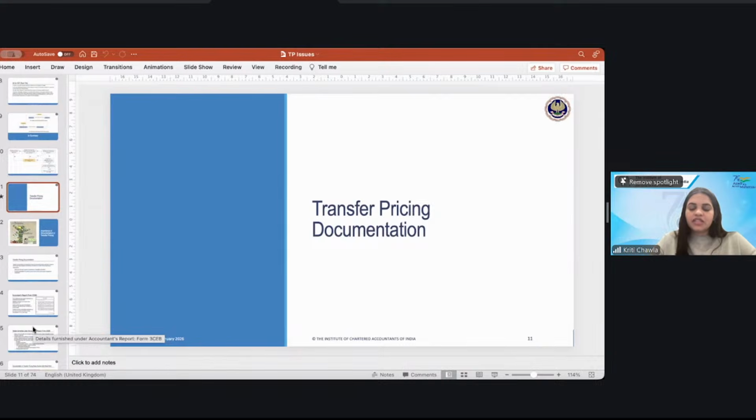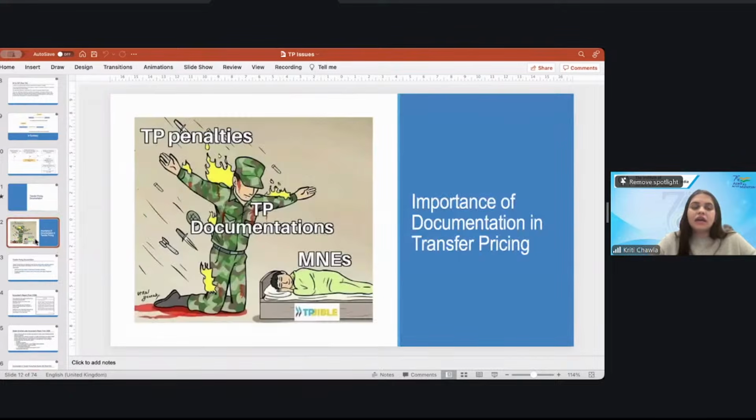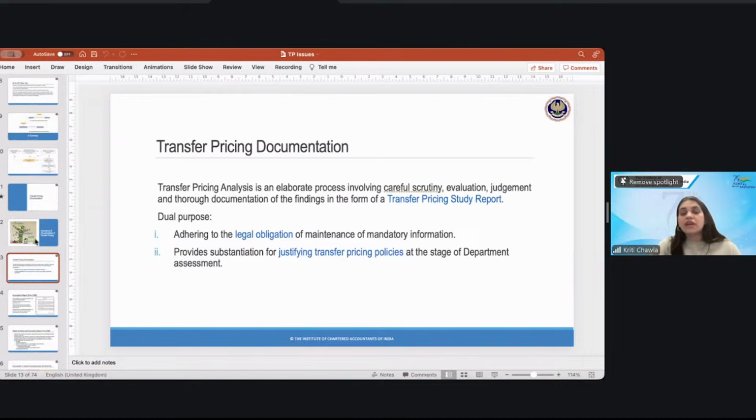Now, transfer pricing documentation is something that we've already discussed very briefly. I told you about the documentation structure that we have applicable in India. But very briefly, this is basically the importance of transfer pricing documentation. Two things: you'll have to adhere to the legal obligation of maintaining that mandatory information because there are thresholds that you have to meet. And it also helps in substantiating or justifying the transfer pricing policies at the stage of department revenue. So can you tell me the two documentations that are to be maintained?